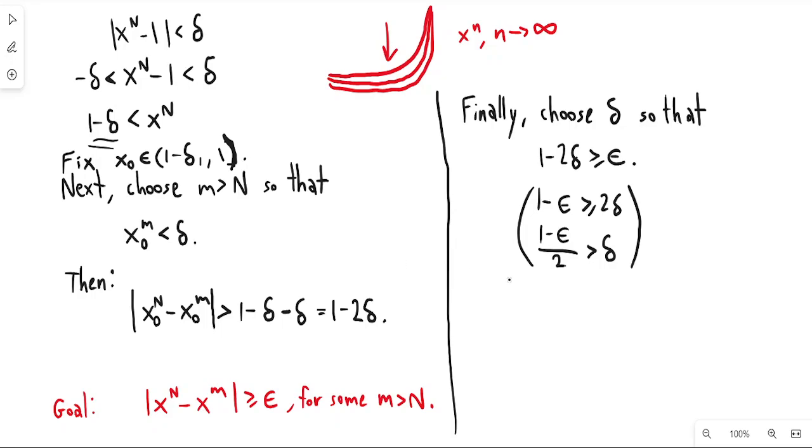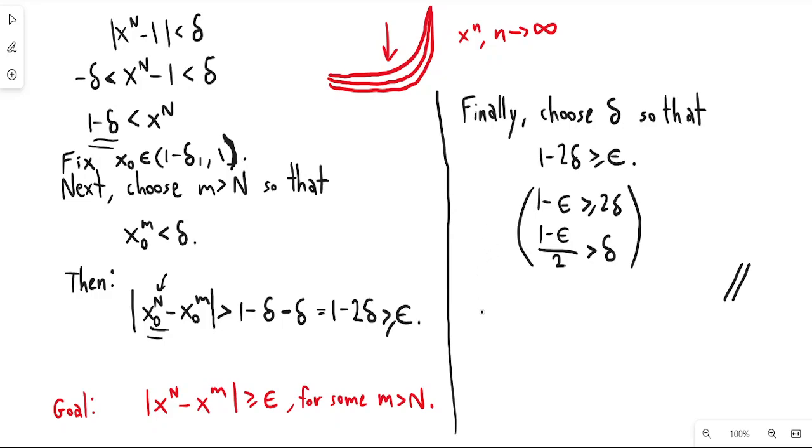But the point of this is that we found an x naught, right? We found a point somewhere in the interval from 0 to 1 where this difference, x naught to the big N minus x naught to the m, is greater than or equal to epsilon, right? Because this is now greater than or equal to epsilon. And that means that this sequence isn't uniformly Cauchy, because we just showed that we can do this for any big N, right? The big N was arbitrary. So yeah, that's basically the end of this proof.